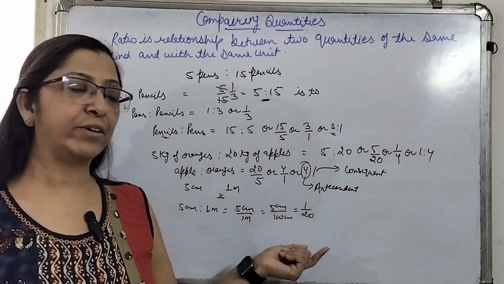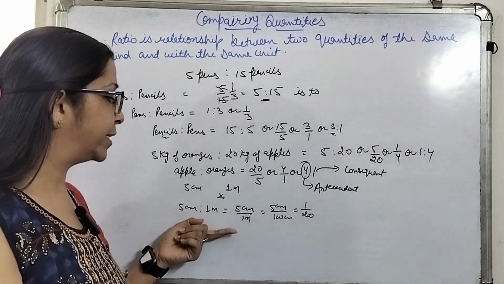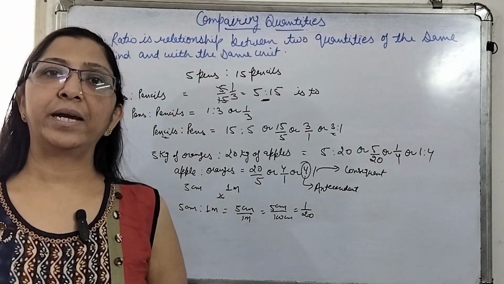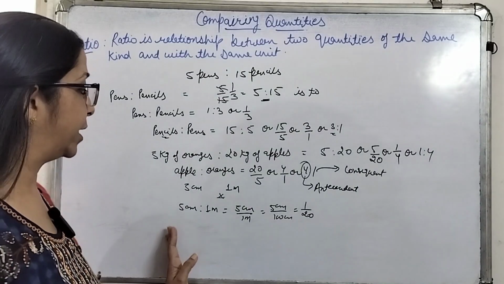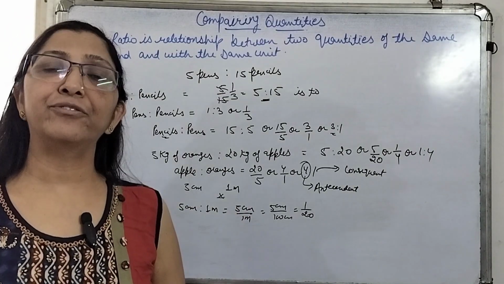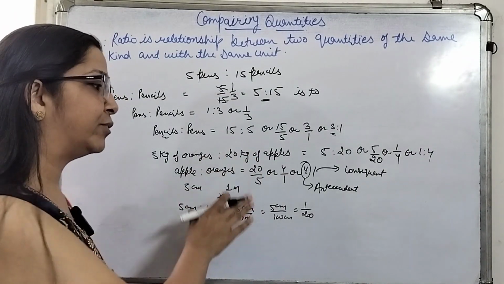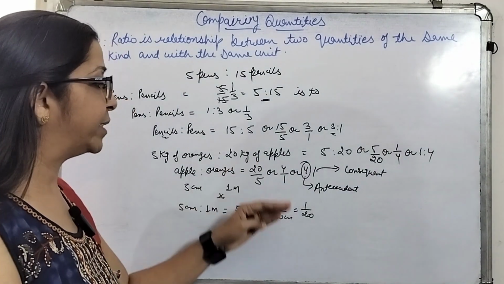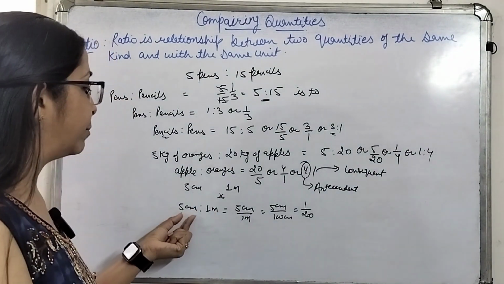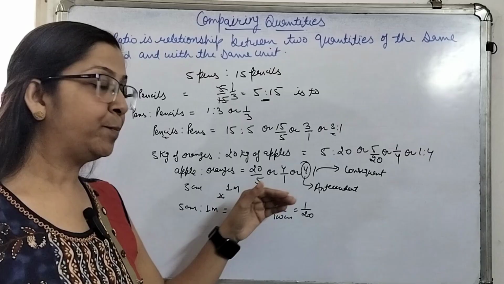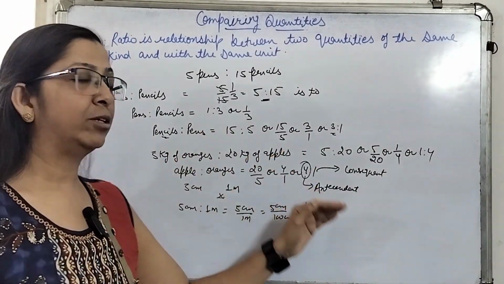Units we won't be using when we are comparing, but the things which we are comparing, their units should be the same. We can't compare two things with different units. So first of all, we will convert them into the same units, then we will simply divide. Whatever number comes first will be the numerator. Whatever comes second will be the denominator.